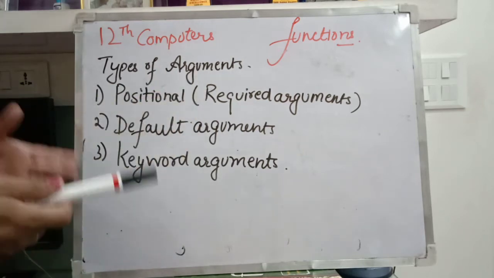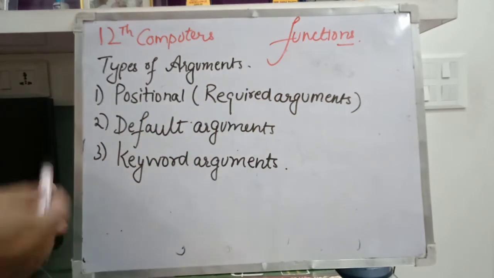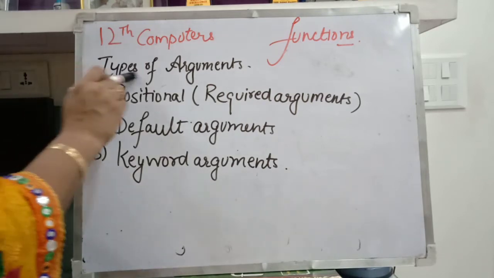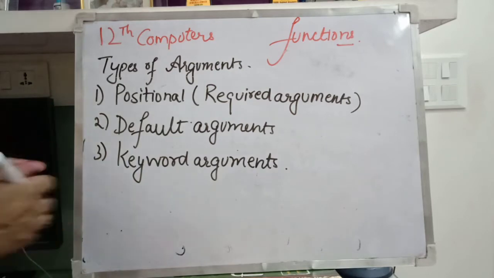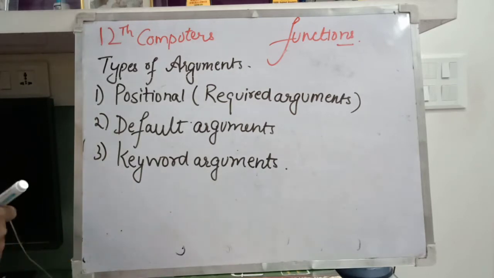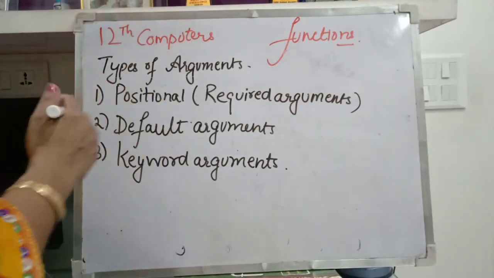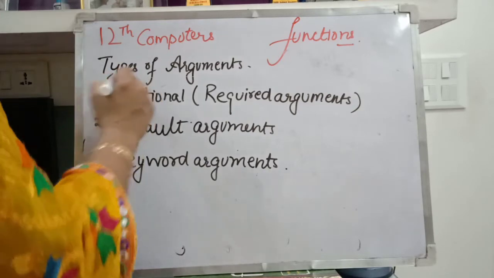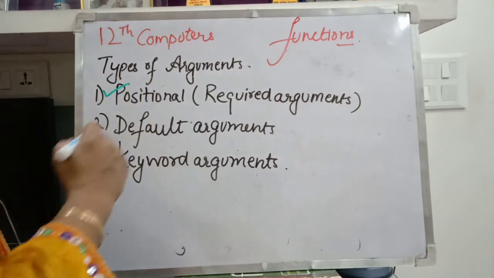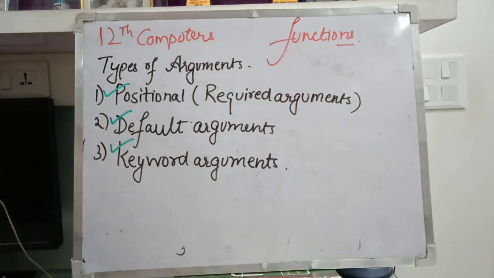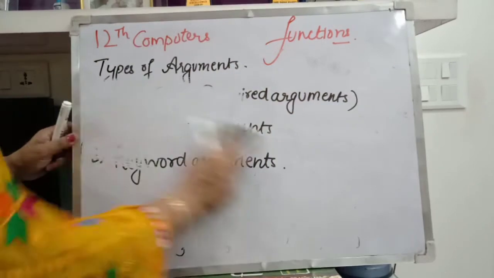Students, we have already discussed in the class various types of arguments which we can pass in the function definition, that means in the calling function as well as in the called function. As we have already discussed, there are basically three types of arguments which we can pass to the called function. First one is positional arguments or required arguments. Second one is default arguments, and third one is keyword arguments. So today, in this video, we will be discussing all these arguments one by one.